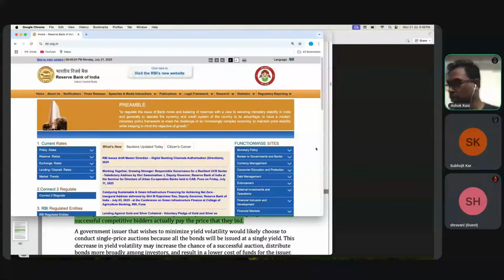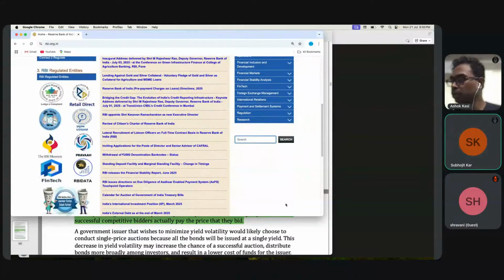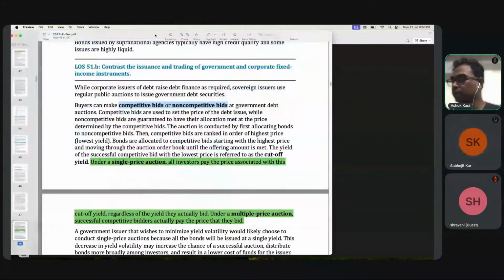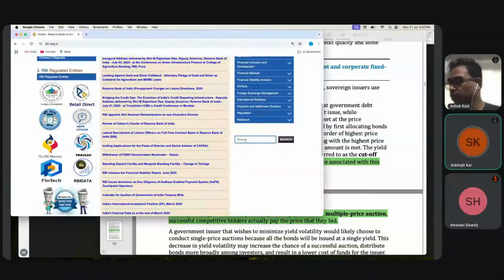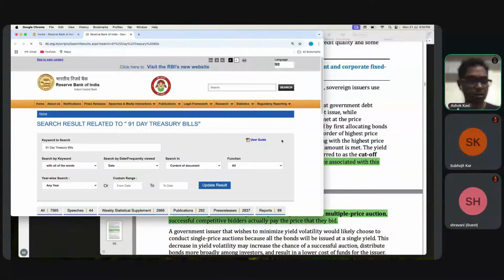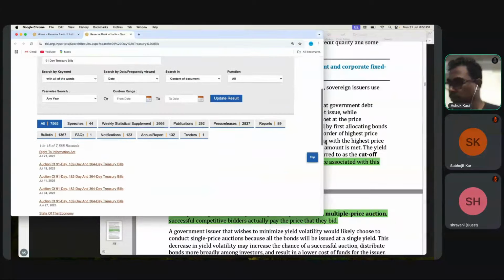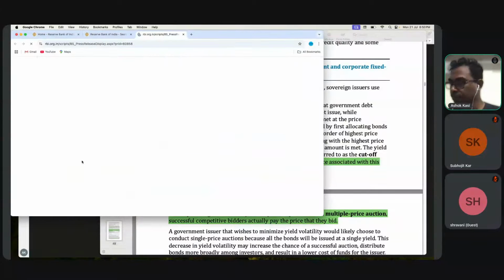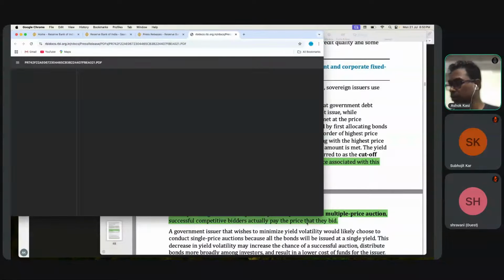Competitive bidding is where the institutional investors will compete, and non-competitive means a quota will be there for small players. So they will borrow even from the small players, the retail investors. This is treasury bills. Now if you read this, you will find all these terms.